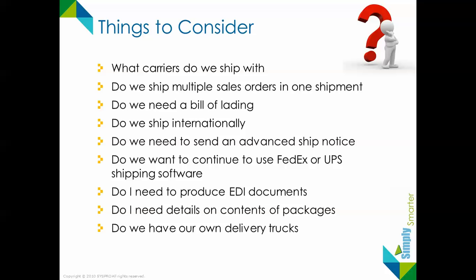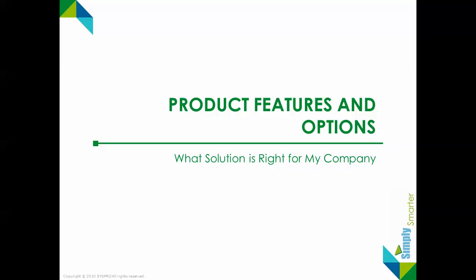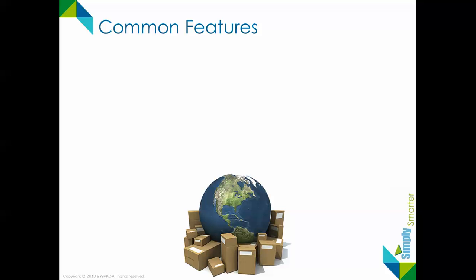So these questions can help us determine what are the correct shipping solutions that we should be looking at and what will work for us so we can get the most automation possible and ship the way that we need. So let's take a look at a few of those products and find out what solution may be right for your company to handle all of those needs. Before we get into each of the products, there are a few common features I want to discuss.